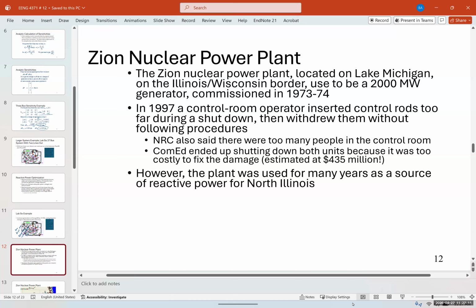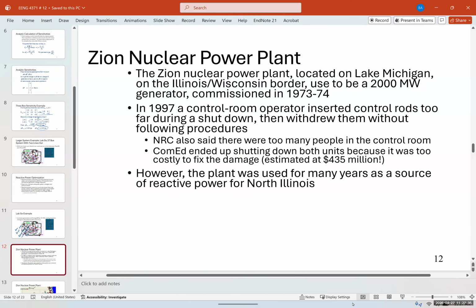Just for an operator's mistake, not a small one, but just not following the procedures. And the operation room, as again, was crowded. They couldn't see the alarms, and the system failed. And again, the cost of repair was more than to build a new one.